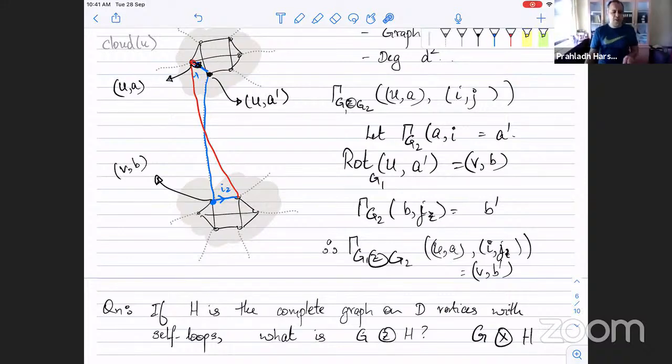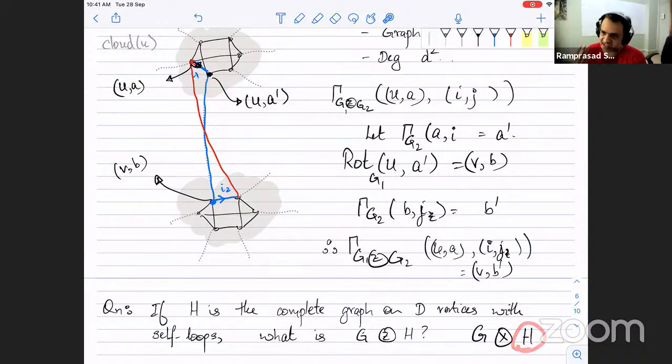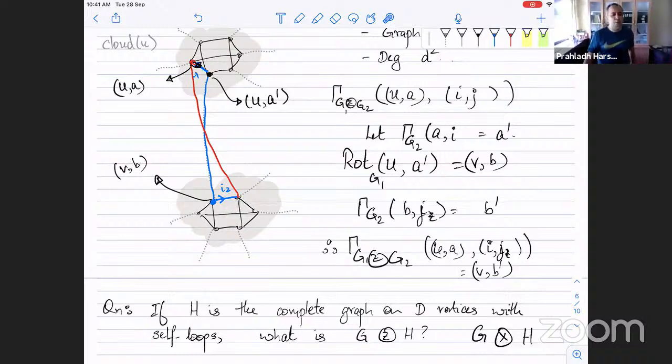Something is not matching. No, the degrees are not matching. Why will that not match? The degree here is actually D. No, it's self loops. Yeah, so it's D. Oh, sorry, self loops is D. Yeah. Okay, good. So this is what you end up with.